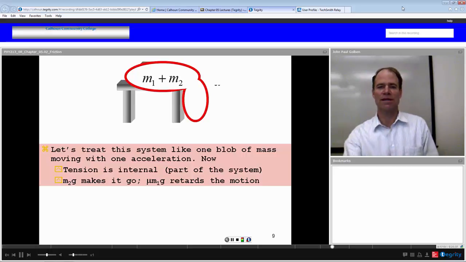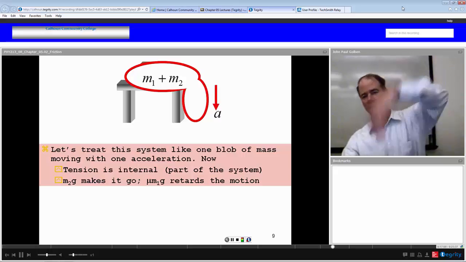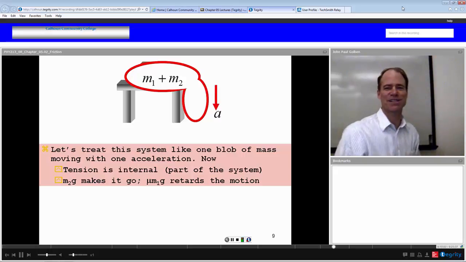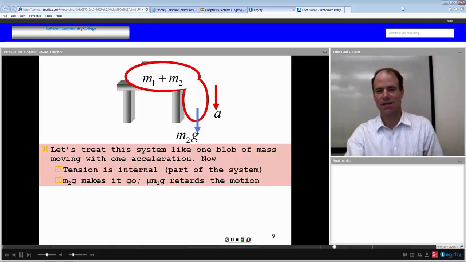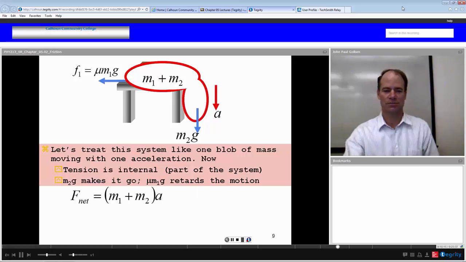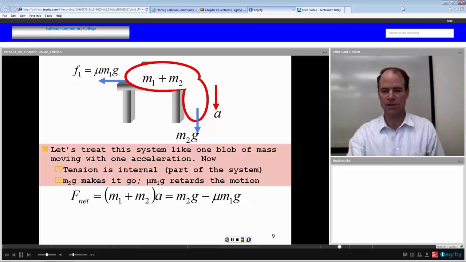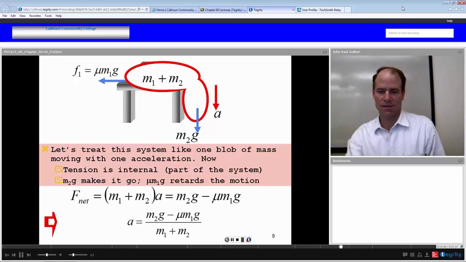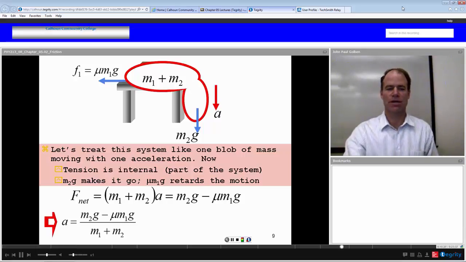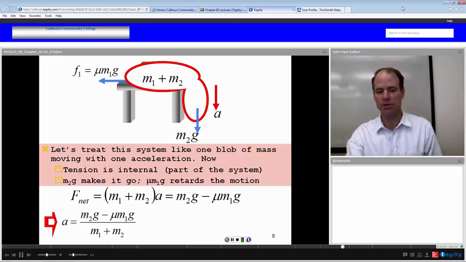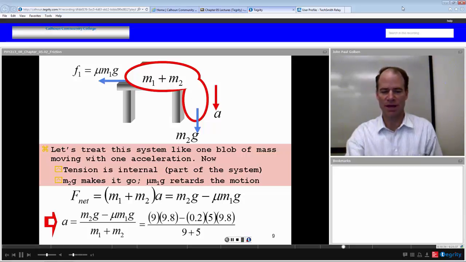So we have a total mass, m1 plus m2, everything going in a forward acceleration as you're looking at it. m2g at the front, mu times the normal force equal to m1g in this case, mu times m1g slowing it down. So we have our net force, total mass times acceleration, and that's equal to m2g minus mu m1g. So acceleration will equal m2g minus mu m1g divided by the total mass.